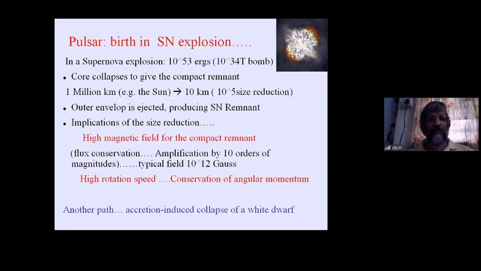People had always used this argument of size reduction and its consequence for angular momentum conservation as well as magnetic flux conservation. So initially, when one estimated the magnetic fields of the stars operating as pulsars, one got numbers like 10 to the 12 Gauss, which was understood as amplification by 10 orders of magnitude of the original field, which might have been, let's say, 100 Gauss. Because of the size reduction and flux conservation, you got this high value on the surface of the star. Similarly, a ballerina-like situation was considered, in terms of conservation of angular momentum, to understand the fast rotation speeds of the star.